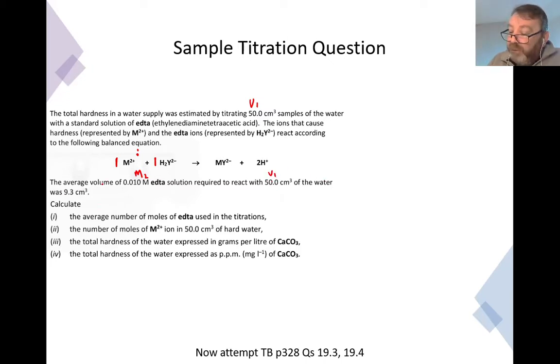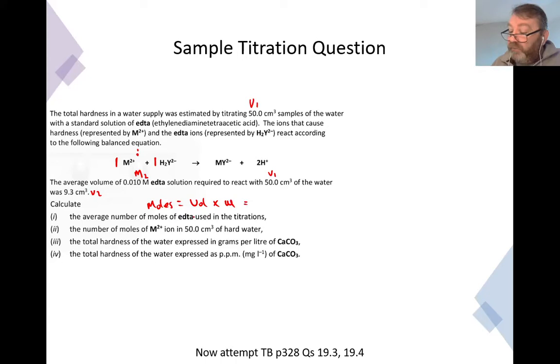Was 9.3. So that's V2. Okay, so you've got everything you need in order to do this question. Number one, calculate the average number of moles. Now we know already that moles is equal to the volume in litres multiplied by the molarity.